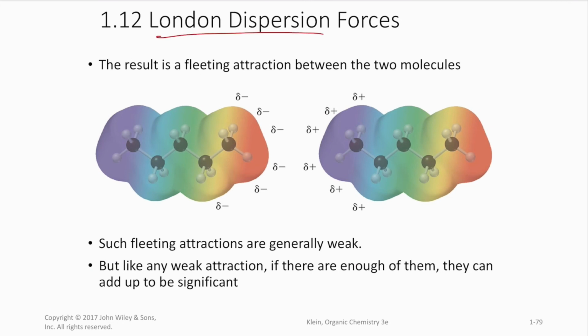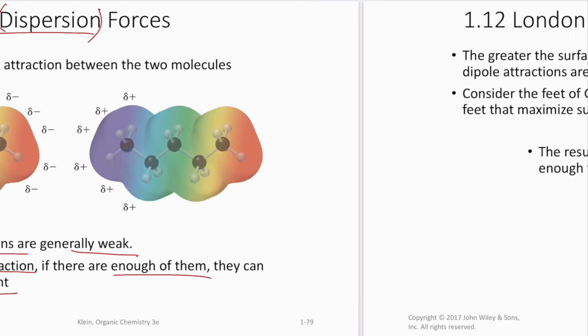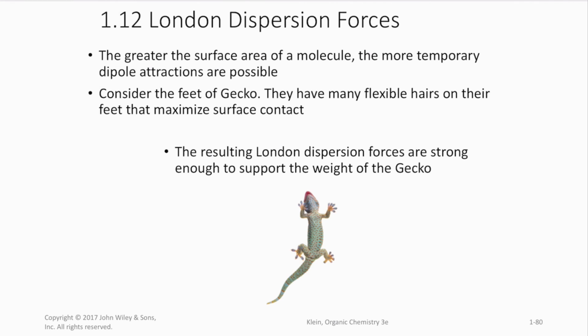The name itself says dispersion, meaning that the larger the molecule, the larger the force. Such fleeting attractions are generally weak. But if there are enough of them, they can add up to a significant part of the structure. So a gecko, a lizard in general, can create this by the London dispersion forces.